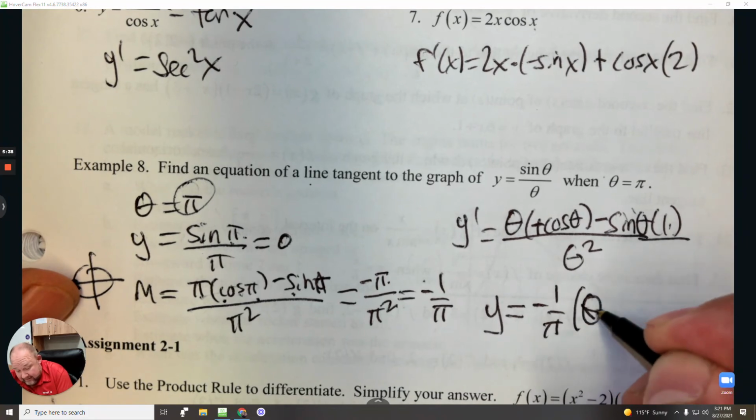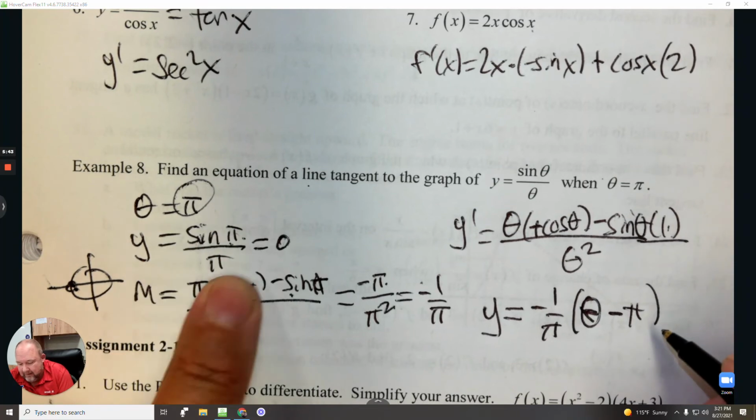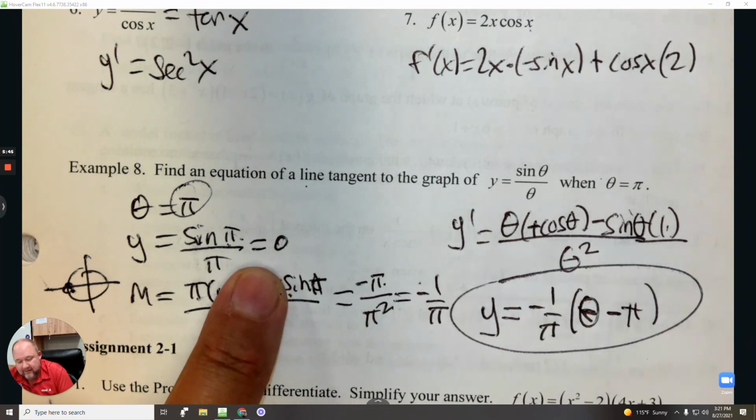The equation would be y equals negative 1 over pi times theta, not x, minus pi, and then the y value, which is 0, but I don't need it. And there's your answer.